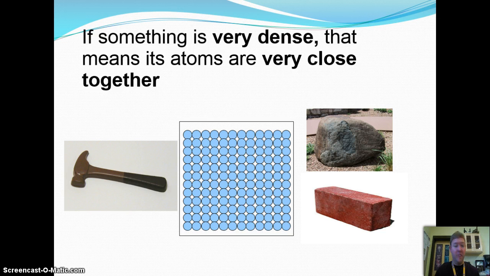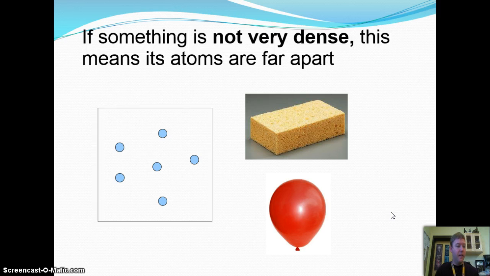Now, if something is very dense, like the pennies, its atoms are very close together. They're packed together tightly. Things like hammers, rocks, and bricks are objects that are very dense. If something is not very dense, like these little marshmallows, there's a lot of air between them, so the molecules aren't packed together. The atoms are far apart. Things like sponges, balloons, marshmallows. They're not going to be very dense at all.